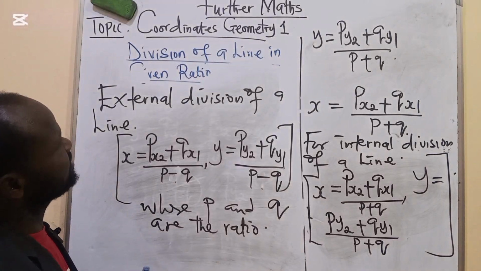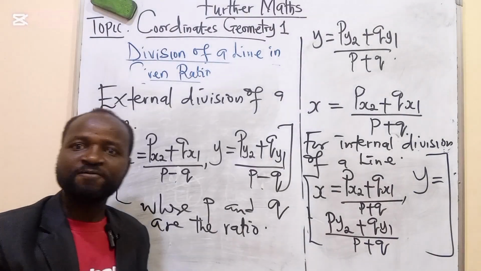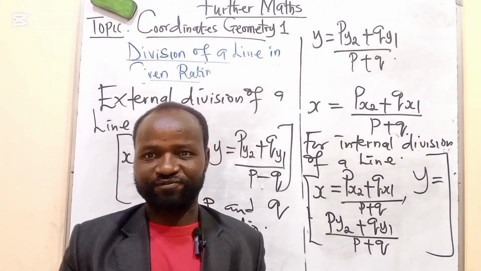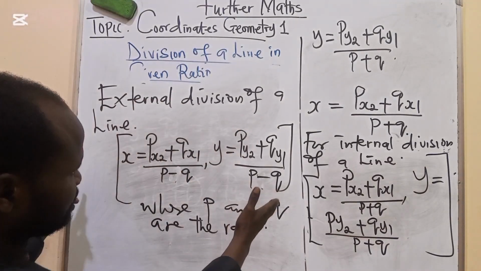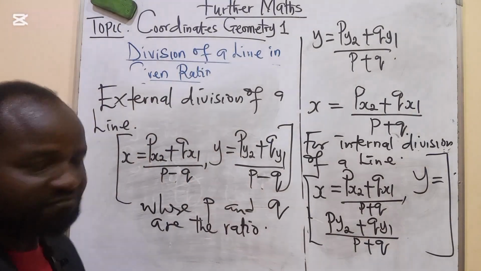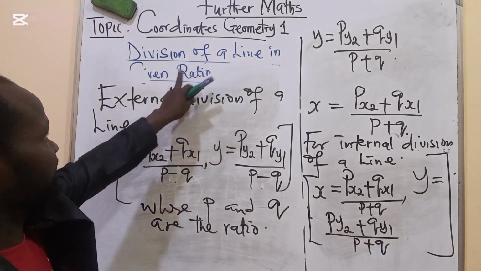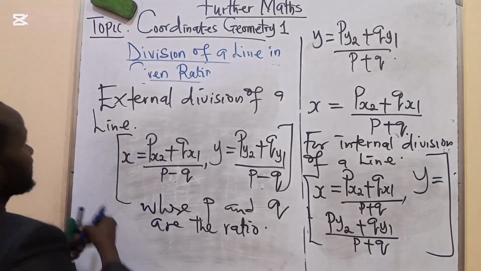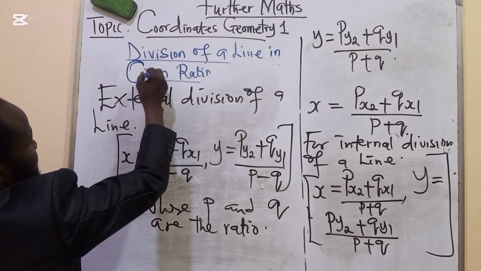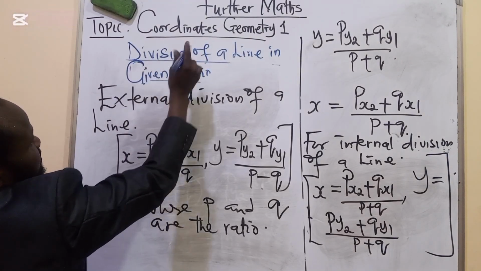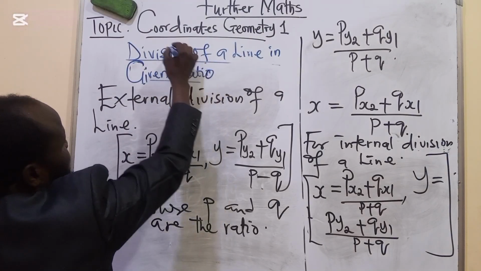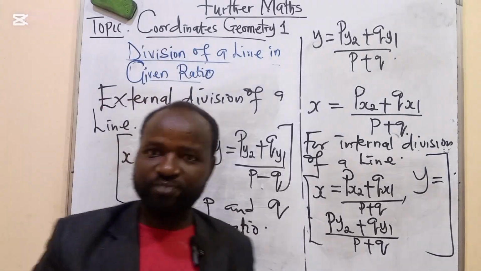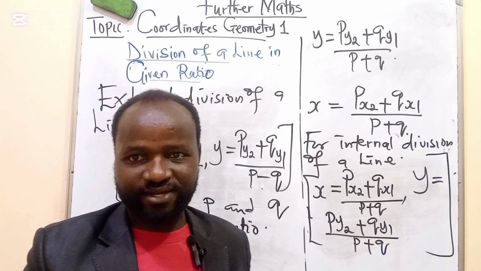So these are the key two formulas as far as external division of a line and internal division of a line is concerned. So we'll be using these two formulas to solve problems as far as division of a line in a given ratio is concerned. And we are looking at straight line. The center of our discussion is straight line. Very important. Okay, so we'll be using this formula to solve as many problems as we can.